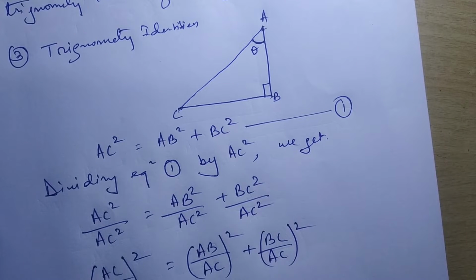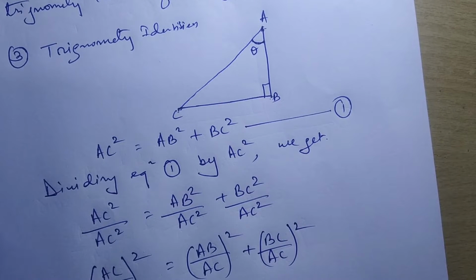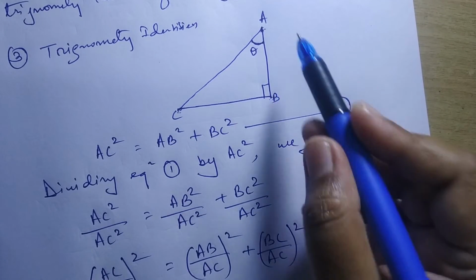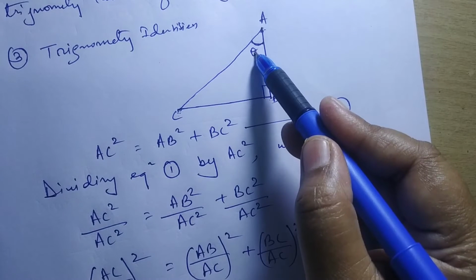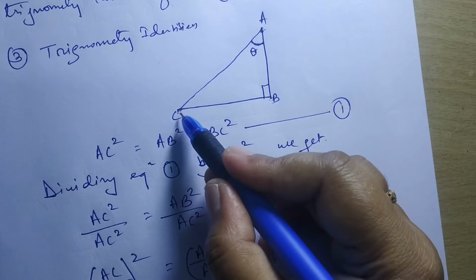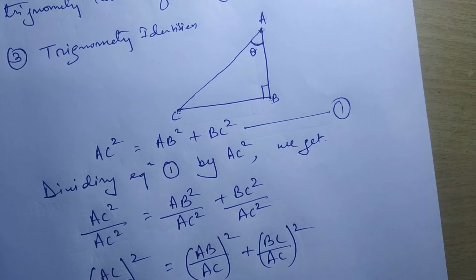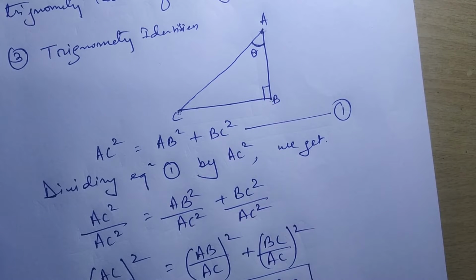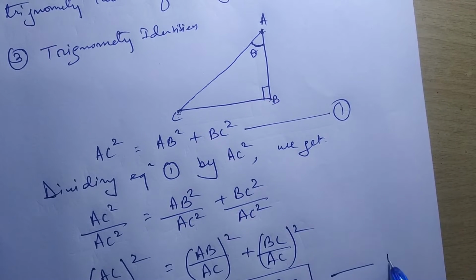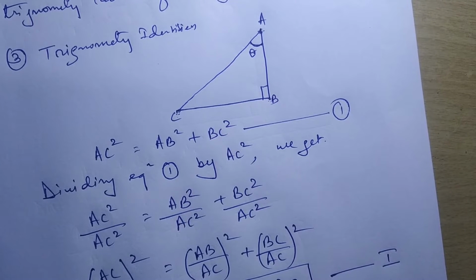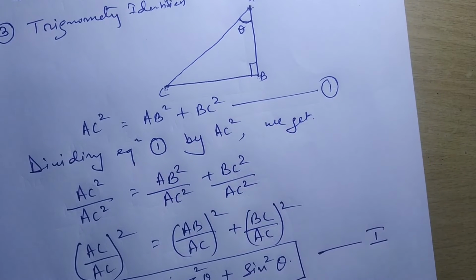So if I put a whole square, it is the same as cos square theta. Okay. And what is BC by AC? As you all know, I am talking about this angle theta. So BC is the perpendicular and this is the hypotenuse. So it is sine square theta. Now you got one identity. Is that clear? This is one identity. Let us name it as identity 1. Okay. Now we have got the identity 1.